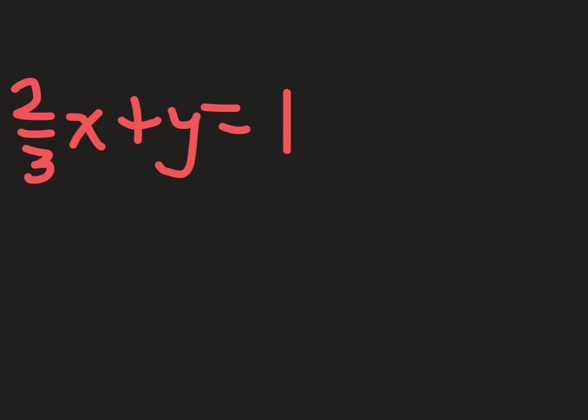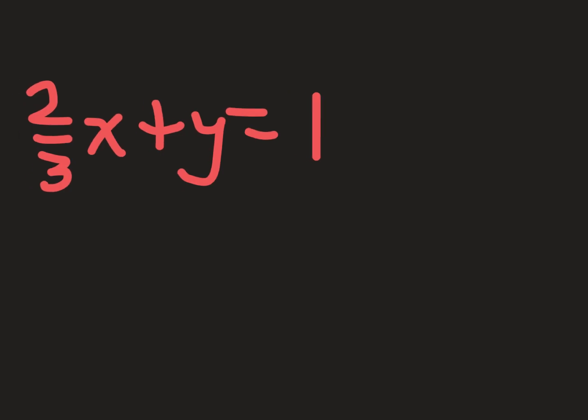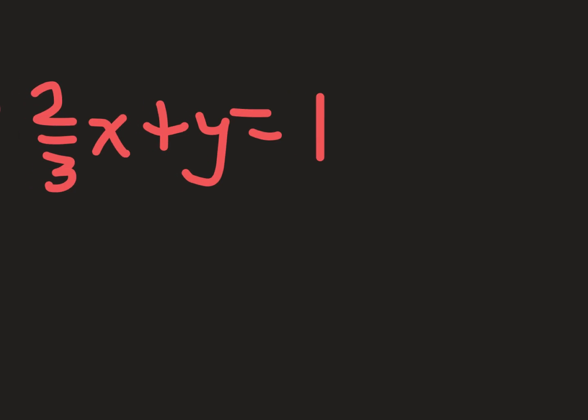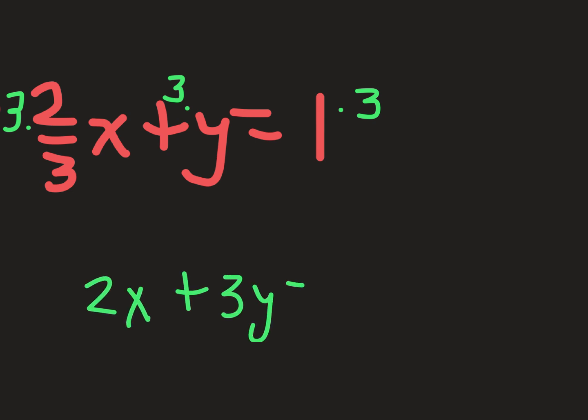So what do you do to clear the fractions out? Do you remember talking about clearing the fractions? Times by 3 everywhere. 2x plus 3y equals 3. Did anybody actually know that and get the right answer? Nice job. Some of you remembered you can't have fractions in your standard form.